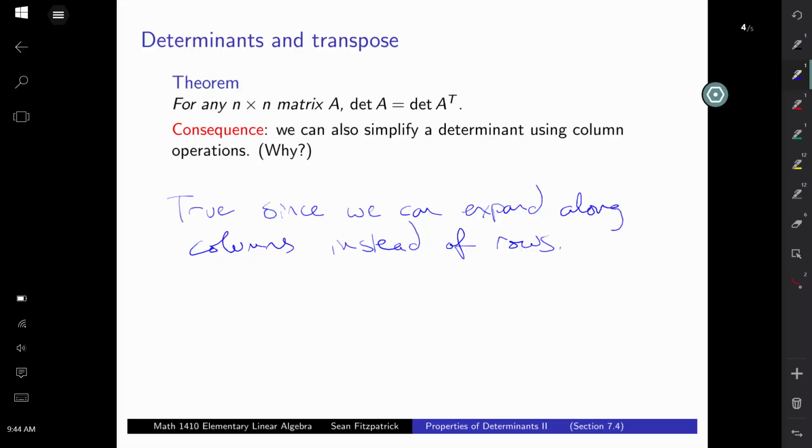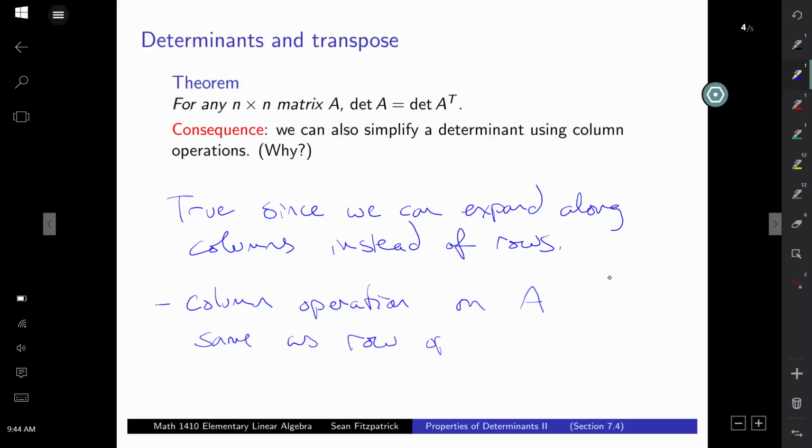But here we're not solving a system, we're computing a determinant, and we know that basically a column operation on A, let's say, is the same as a row operation on the transpose, and vice versa. A row operation on A is the same thing as a column operation on the transpose. So you can do column operations instead of row operations if you want.